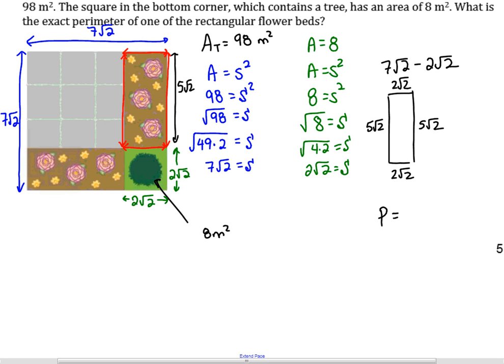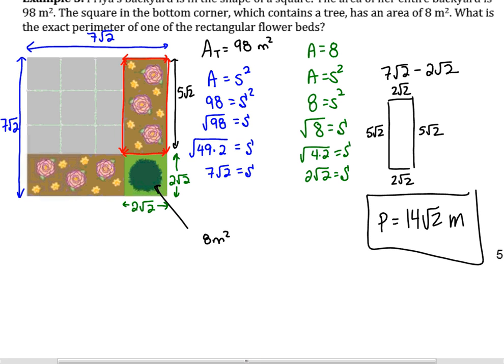How do I get the perimeter? Add them all together. 2 plus 5 plus 2 plus 5. 14 root 2 meters. Done. Don't forget units.